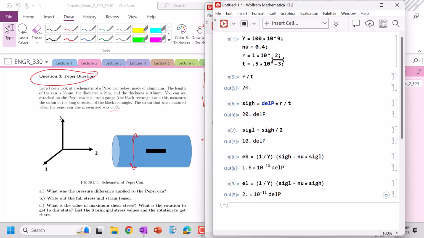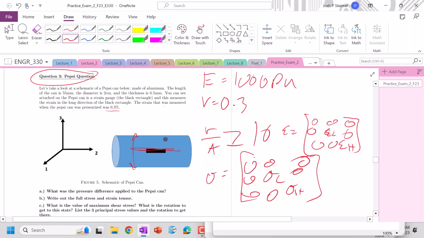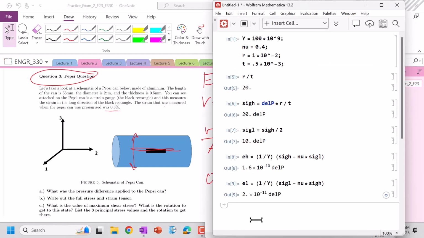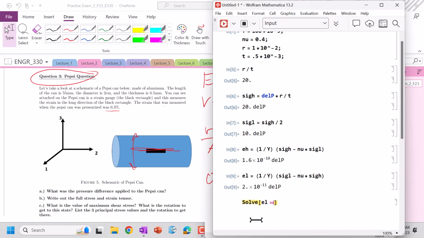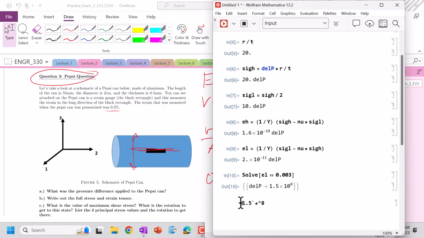Okay, so we know that the strain, when it's pressurized, was 0.3%, and that's measured in the long direction of this strain gauge, so along this direction. So we solve EL set equal to 0.003, because we need to move it 2 decimal places. So that'll be our del P. So del P is equal to this.